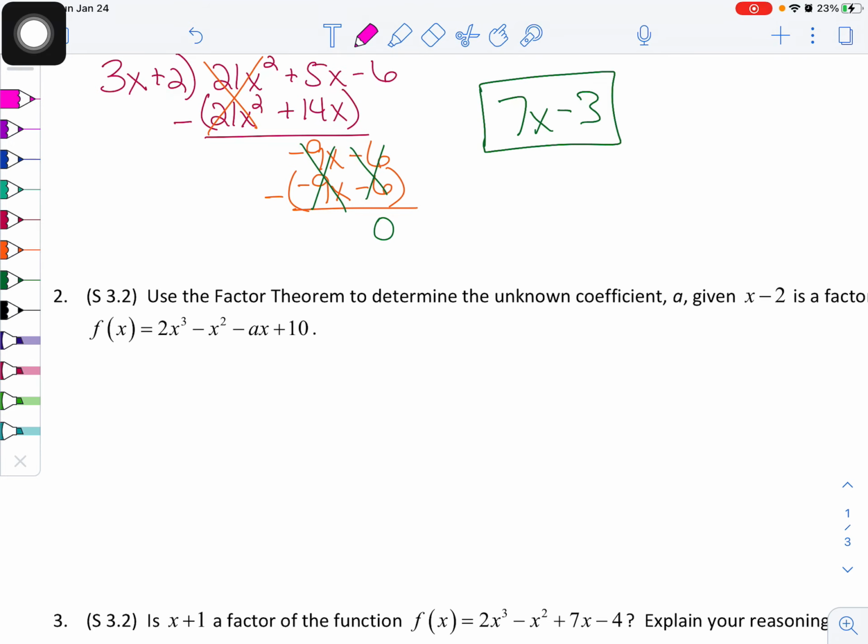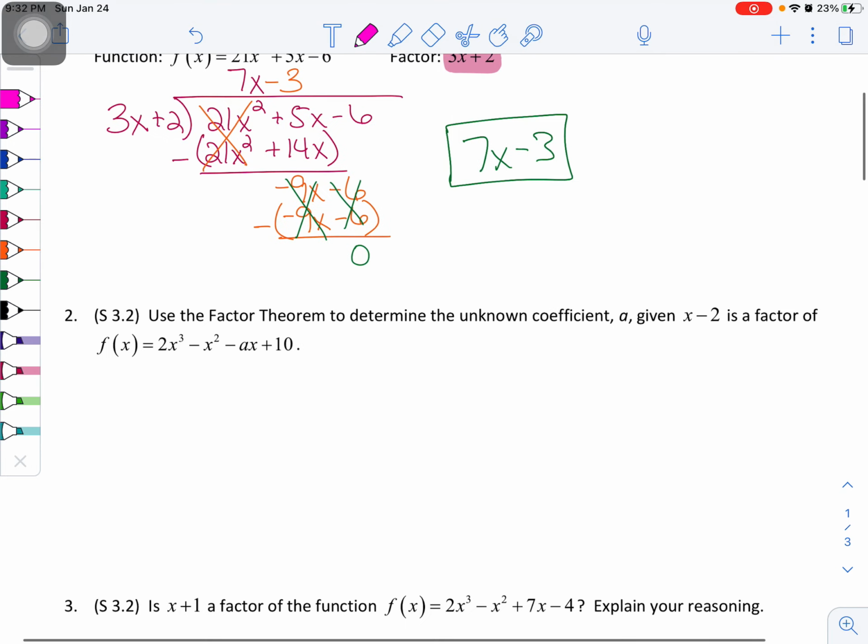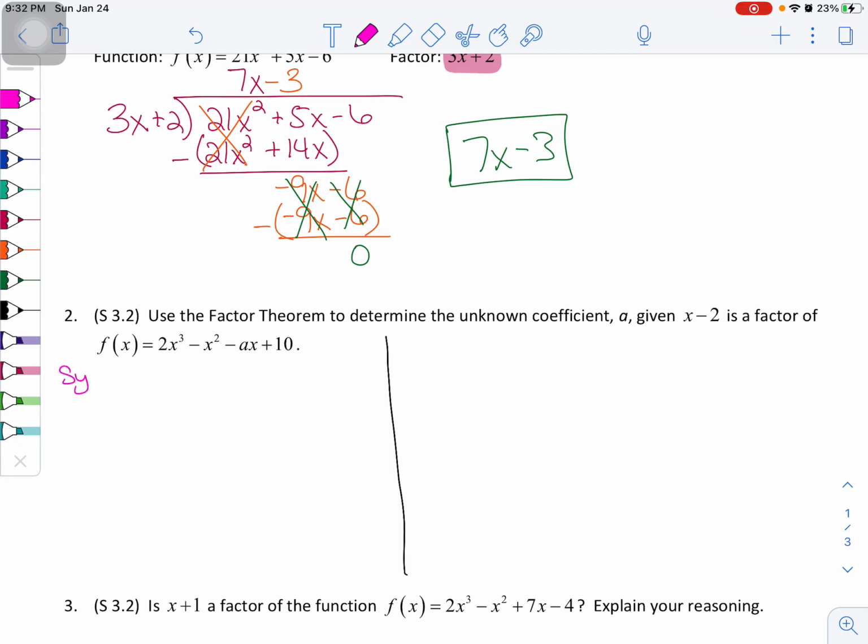Use the factor theorem to determine the unknown coefficient a given x minus 2 is a factor. Now, you can do this problem one of two ways. I'm going to show you both. So I'm literally going to split this problem down the middle. And in the first case, I'm going to use synthetic division. So for synthetic division, we know we've got a factor of x minus 2. So if I set that equal to 0, I know x is 2.